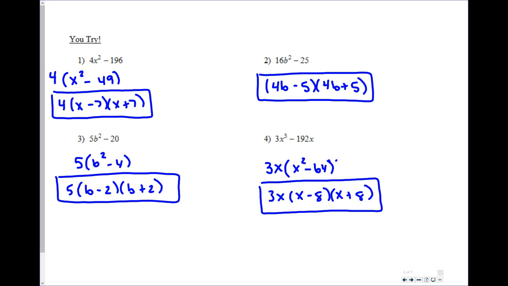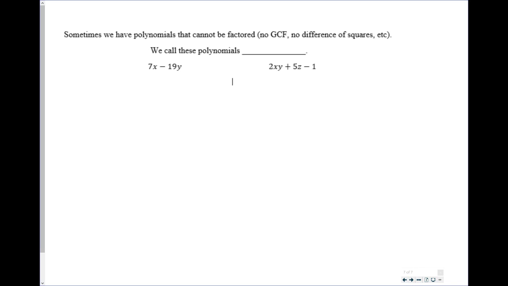There's one last thing I need to tell you, and it's not too crazy complicated, but it is something that's going to come up. Sometimes we have polynomials that cannot be factored. There's no GCF, no difference of perfect squares. They just are what they are, and you have to leave them. We call these polynomials prime. And we call them prime because all of the numbers in them will be prime numbers, right? So when I look at 7x and 19y, 7 and 19 have nothing in common. X and y have nothing in common, so I'm just going to write prime.